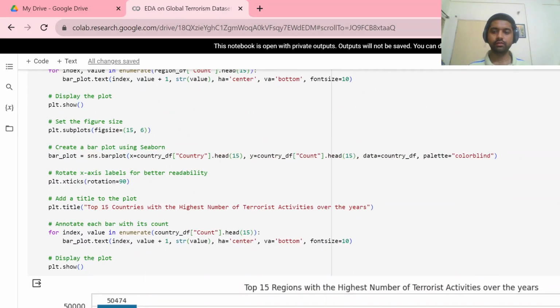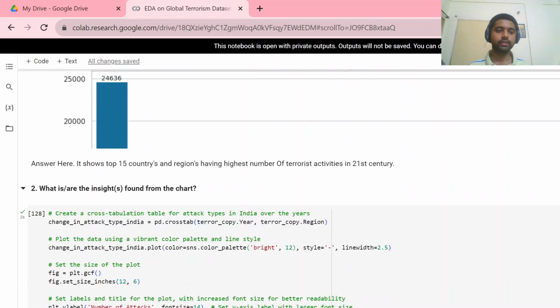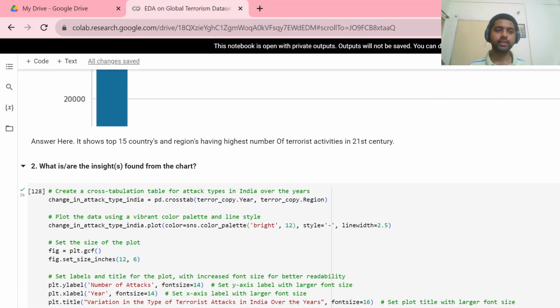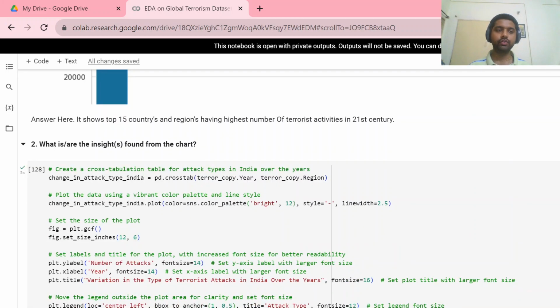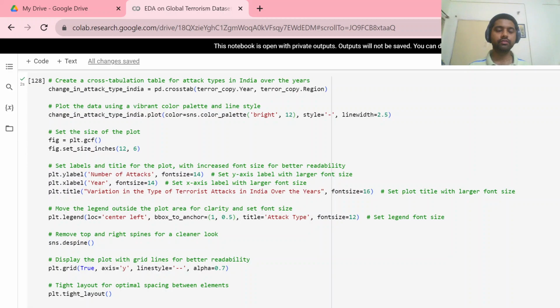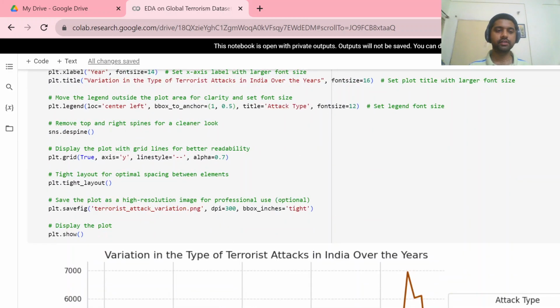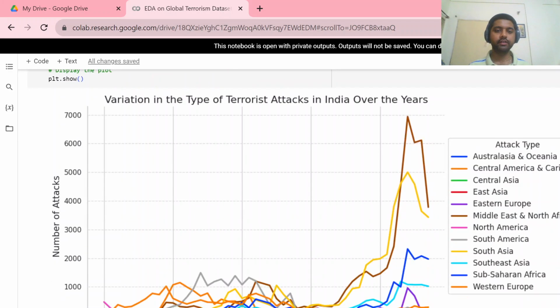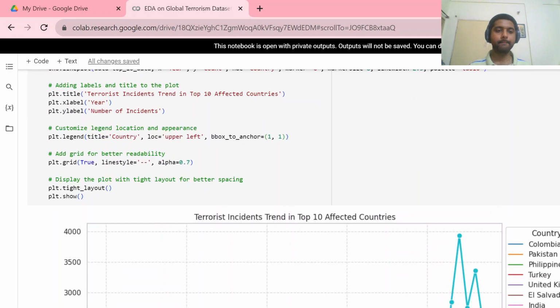So, why did we pick this plot? It shows the top 15 countries and regions having the highest number of terrorist activities. So we could find the top countries and regions for these attacks. Similarly, this is what we find.